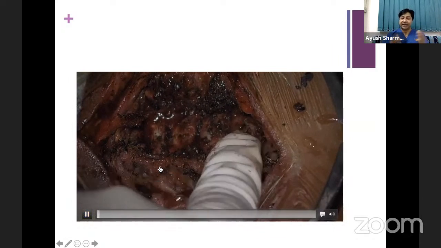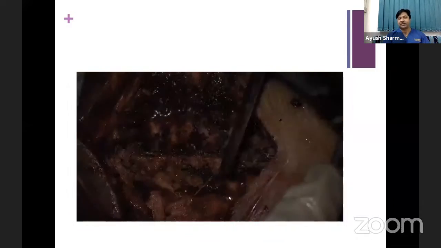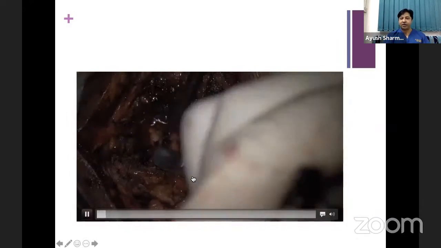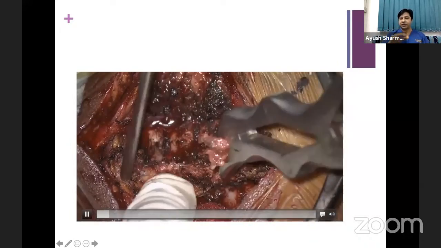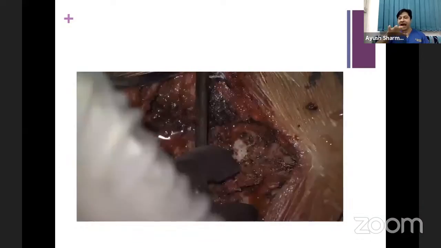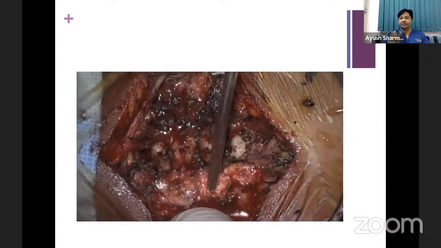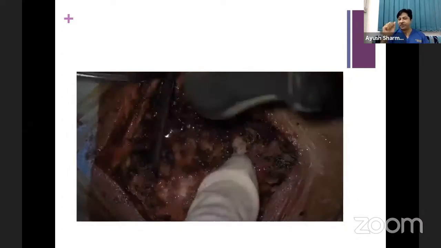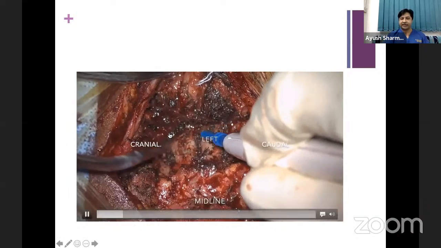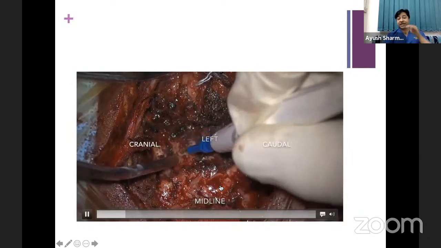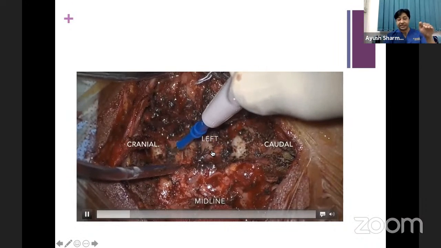Any technique starts with a good exposure. In case of lateral mass, I always prefer to take out the bifid spinous process before I start putting my lateral mass screws, because that hampers the angle at which I can come. So what I'm doing is simply taking out the bifid of the spinous process so that I can come at a better angle. If you see, this is the cranial end, caudal end. I am standing on the left side while I'm putting the lateral mass screws on the right side.